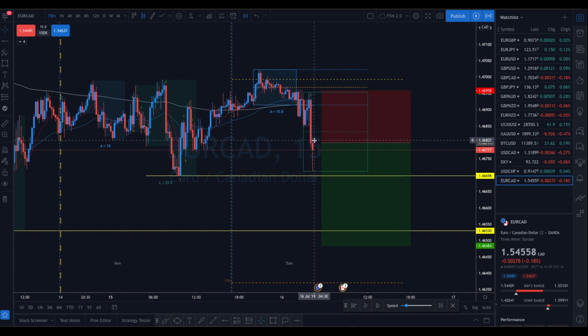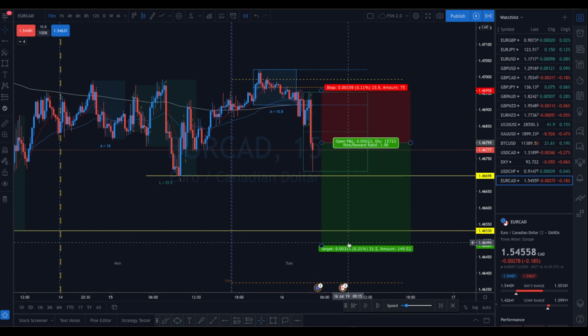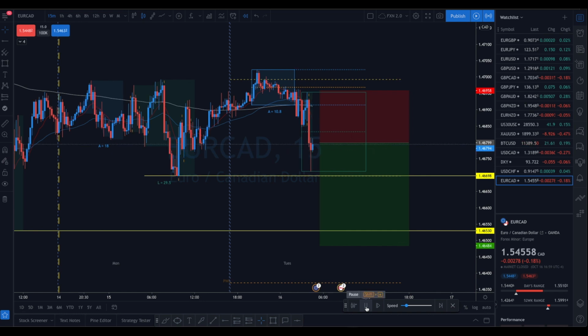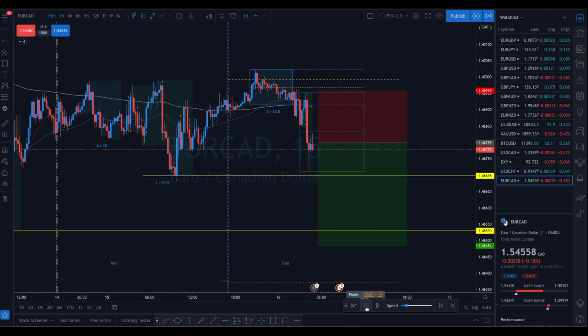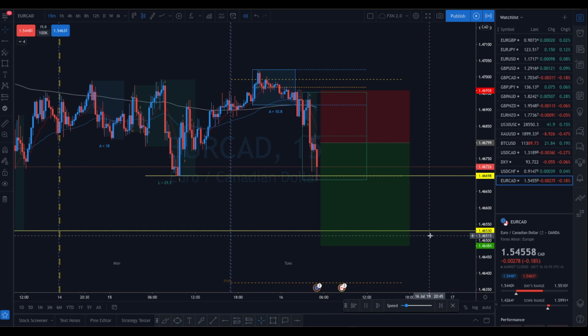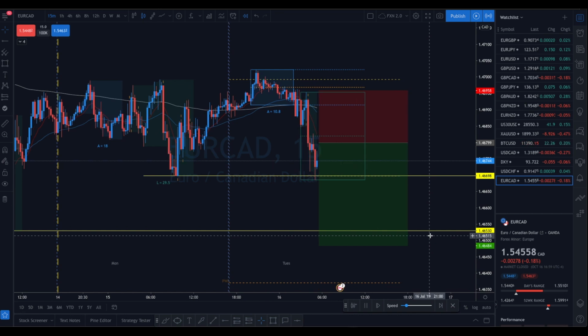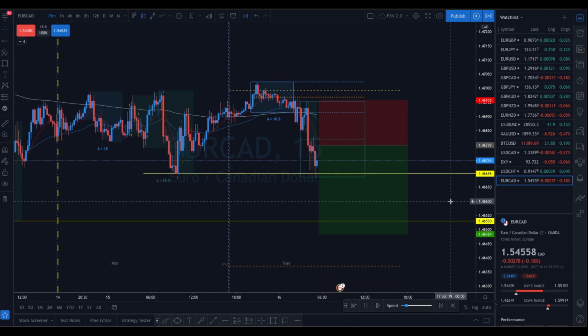So we didn't really get much of a pullback on that candle. I don't think that would have really mattered at all. So let's see what happens here. Not really a big pullback. That's a bigger pullback, but it didn't matter. Okay. Let's see, do we go?